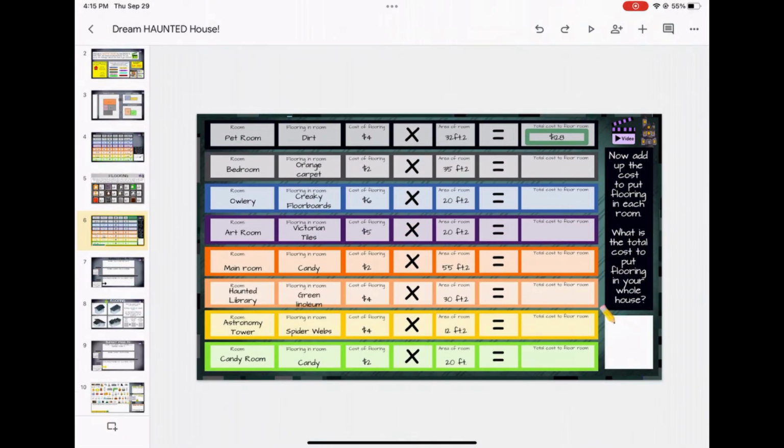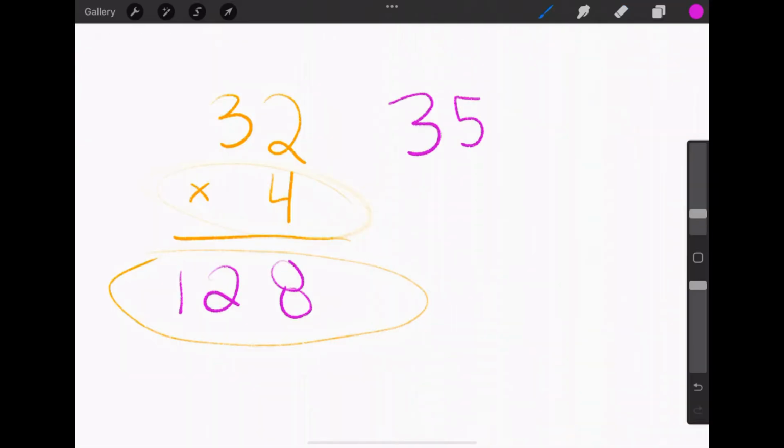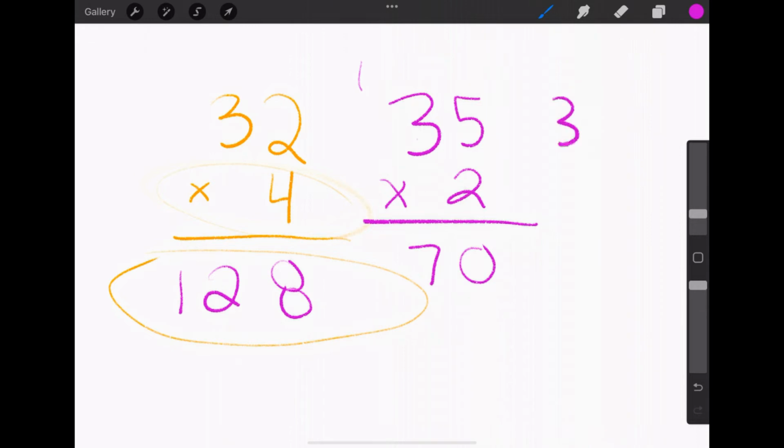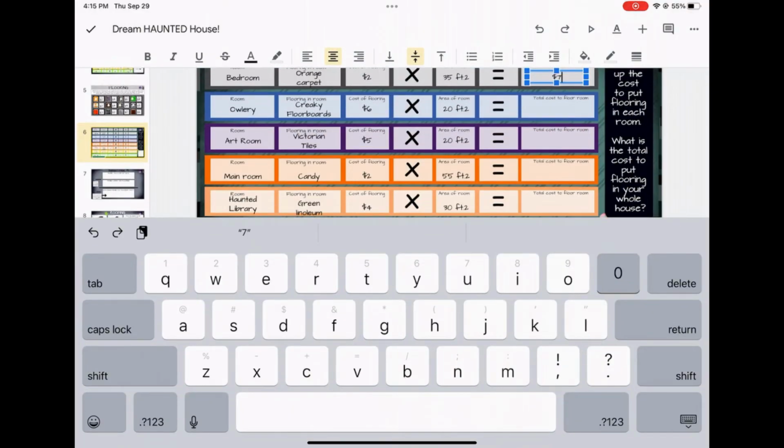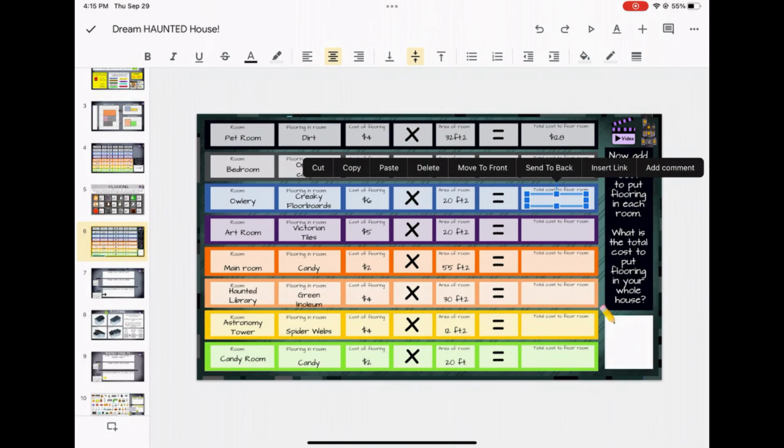Next, I'm doing 35 times 2. 2 times 5 is 10, carry the 1. 2 times 3 is 6, plus 1 is 7. Or you could just do 35 plus 35. $70. My next one will be $6 per square foot times 20.